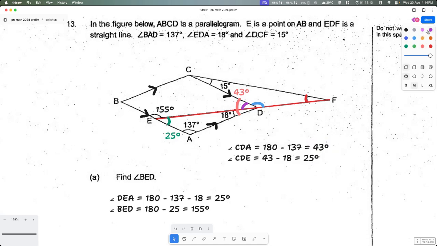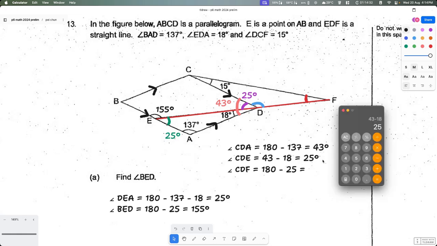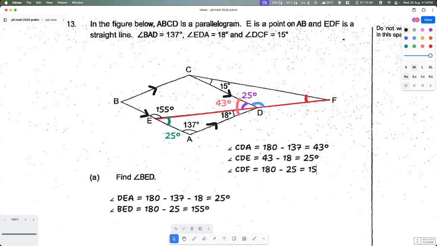Okay, so purple is 25. Can put 43 here, put 25 here. So now, since this is a straight line, we can get the blue. The blue is CDF, blue angle. So angle CDF is equal to 180 minus 25, which is equal to 155. So 180 minus 25, this is 155. So 155 degrees. Okay. So now we know the blue angle over here is 155 degrees.